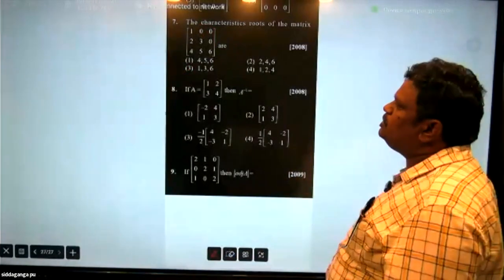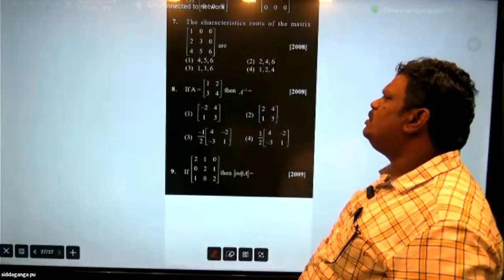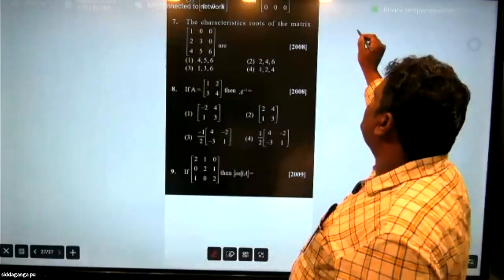One, Sima. Eighth question. So simple only. Eighth: A is equal to the given matrix, A inverse. Yesterday I told you, this A inverse formula, what is it?